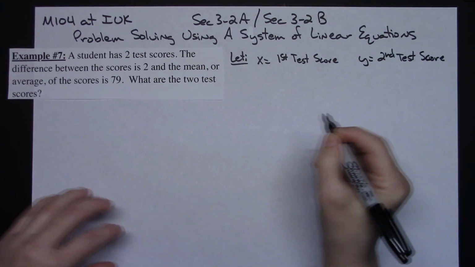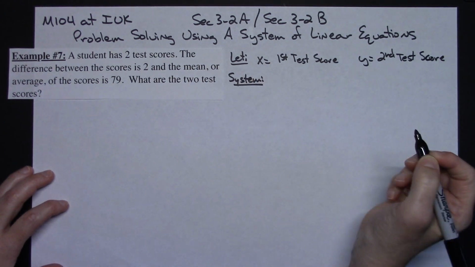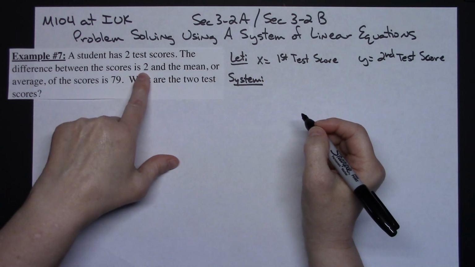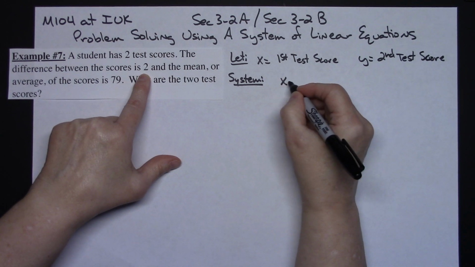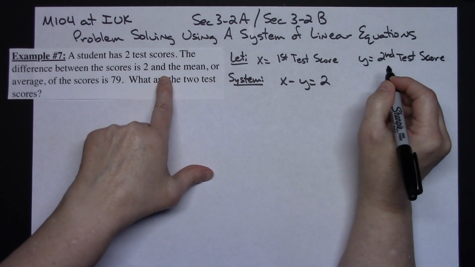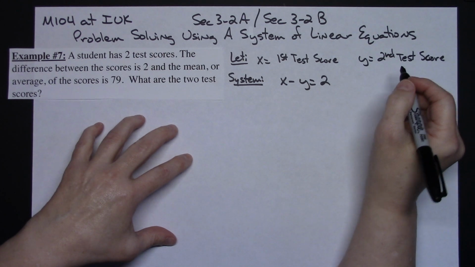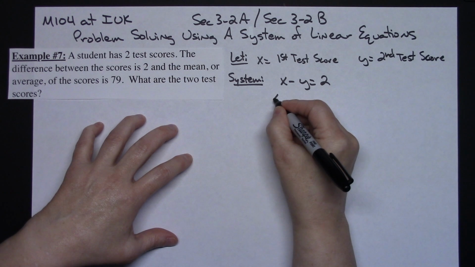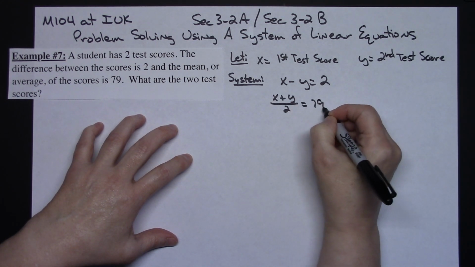Now we need to write our system of equations. Okay, so we're going to have to write two equations. Alright, now what pieces of information do we know? Well, we know the difference between the scores is 2. So my first one is the difference between them, so x minus y is equal to 2, because difference means subtract. The second one is the mean or average of the scores is 79. Well, to average them, we would add them up and divide by 2. So if I added the two scores up and then divided by 2, that's going to be 79.